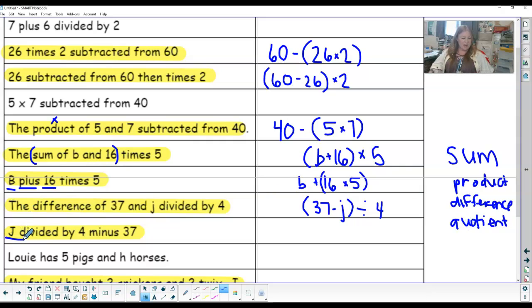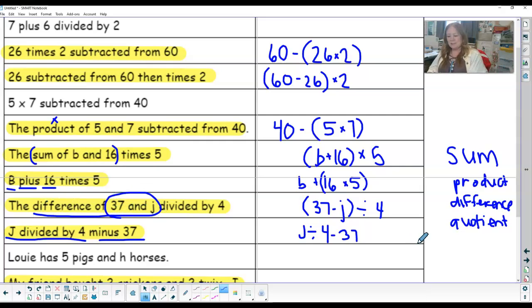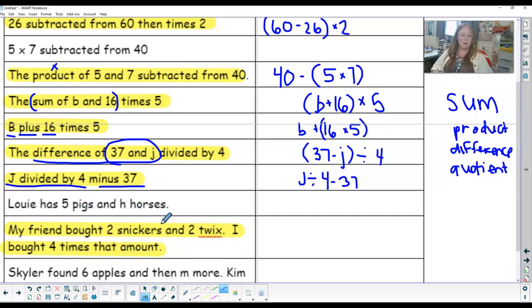Hey, this one says j divided by 4, J divided by 4 minus 37. So same number, same variables, but this one says I want the difference of these, right? And this are together. Where this one just says minus 37. They're not really connected. They're each separate things. Okay, I'm going to let you try that one on your own.